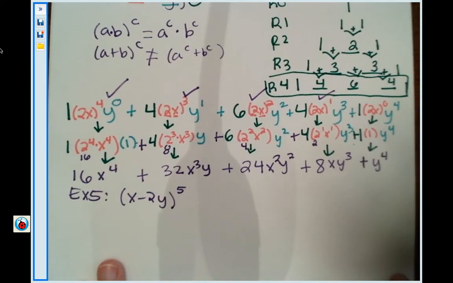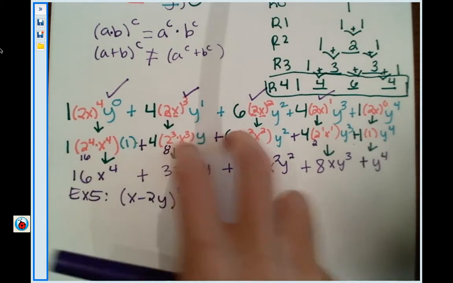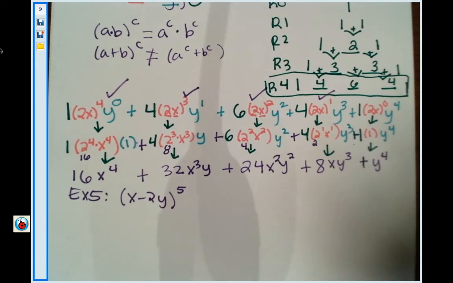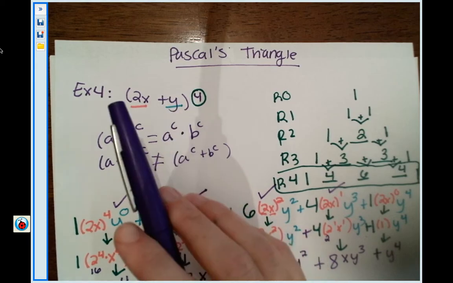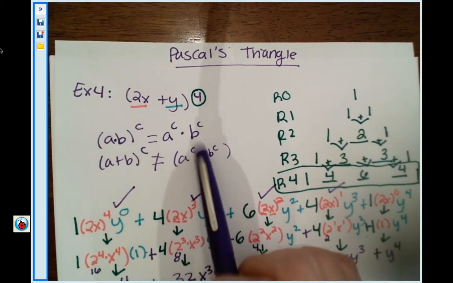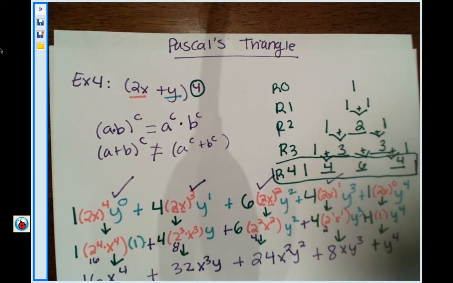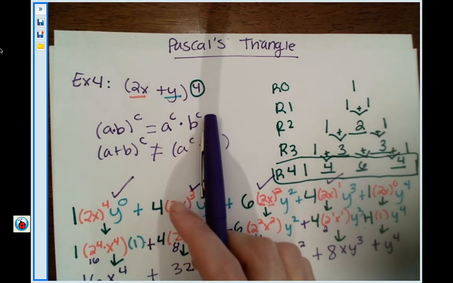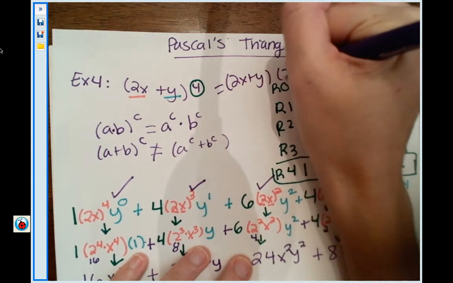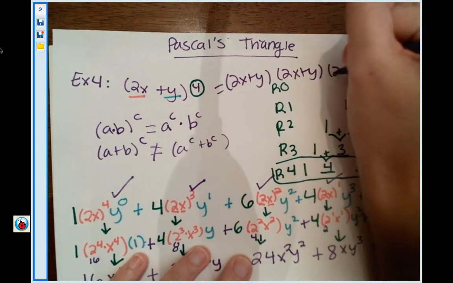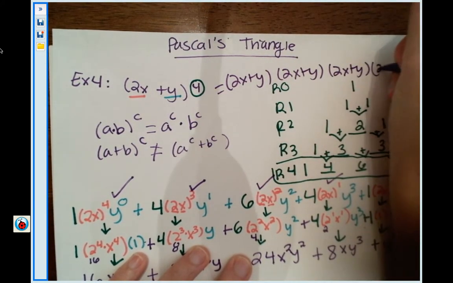Alright, so if you see, although we did have to do work in each term, we're doing a lot less multiplying. And ultimately, once you get the hang of this, it takes a lot less time than sitting here and doing 2x plus y times 2x plus y times 2x plus y times 2x plus y. It's not wrong to do that.